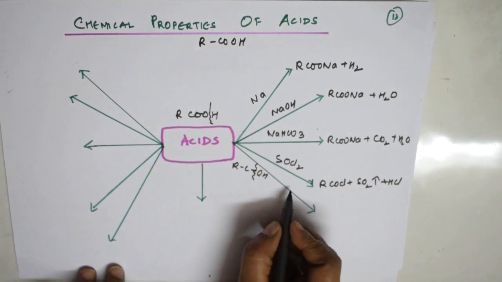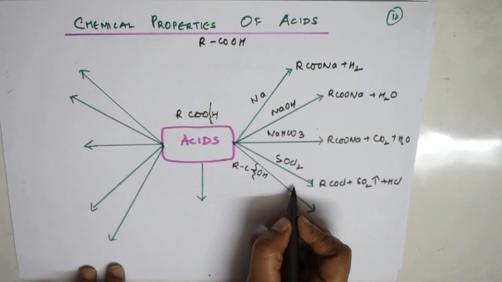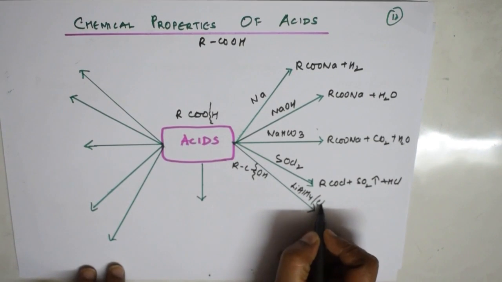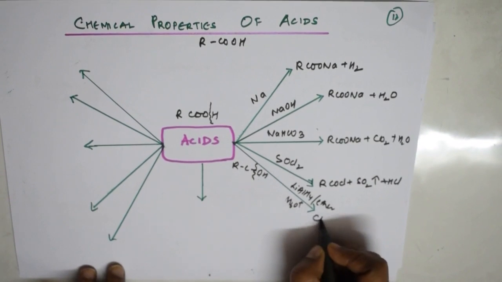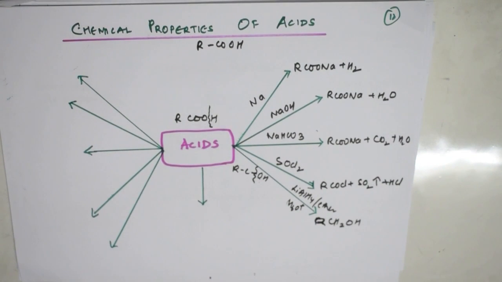Now, next thing, in the presence of lithium aluminum hydride as the reducing agent, in ether, followed by hydrolysis, I'll be getting an alcohol, RCH2OH. Acids on reduction give alcohol, isn't it?